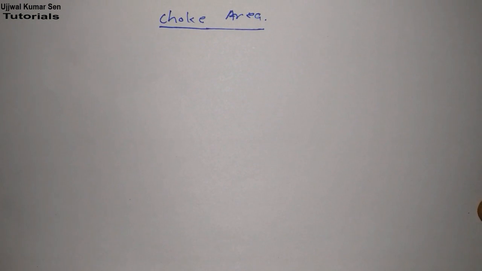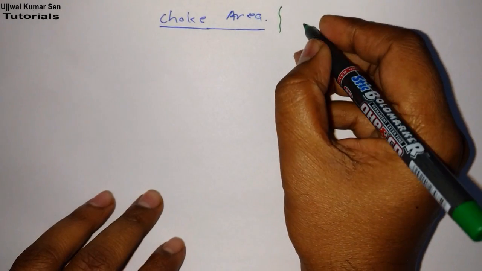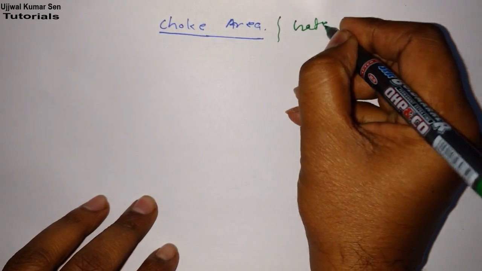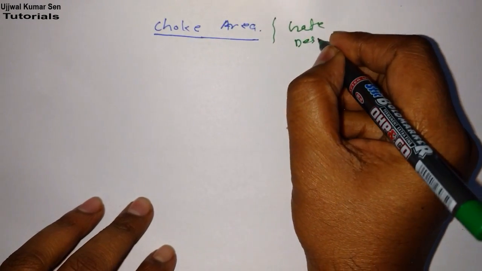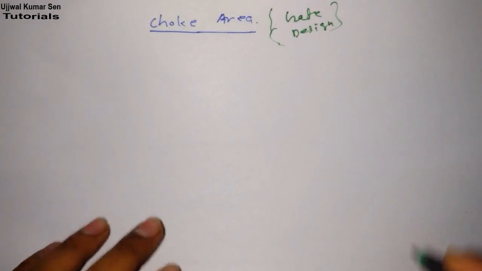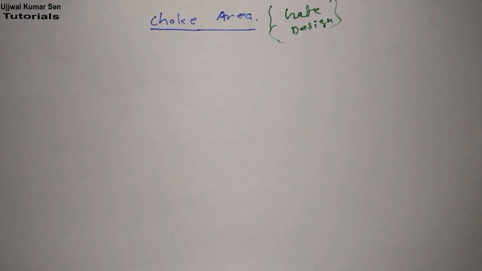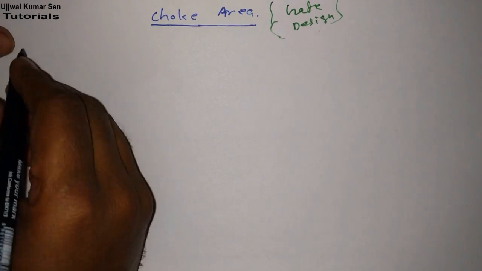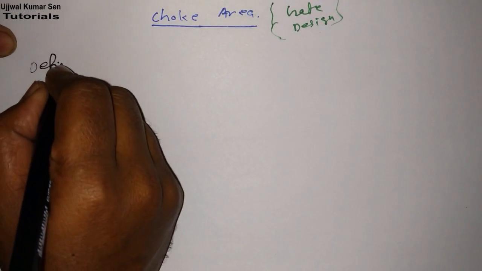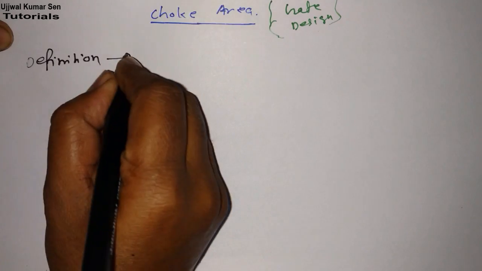Hello my dear, this is Ujjwal Kumar Sen, and in this video tutorial we are going to learn about choke area. Well, probably you know what is choke area. This is one of the areas which we generally consider for gate design. Well, we are talking about metal casting. So what is basically choke area? Let me share with you first the definition, so that you can have some basic concept of it.